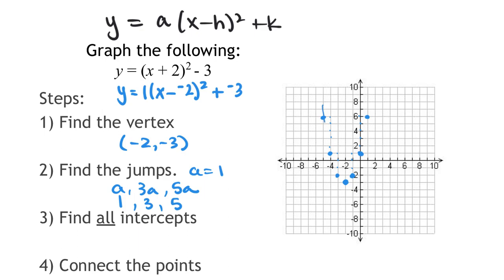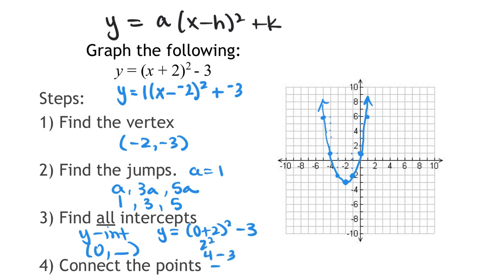The y-intercept, you can read off your graph, but if you needed to find that, remember it is what is the y value when x is 0. So you could simply go up to the original equation and say y is equal to 0 plus 2 squared minus 3. 0 plus 2 is 2 squared. That gives us 4. And if we subtract 3, we get -1. And you can see that point right on our graph right here of 0, -1.